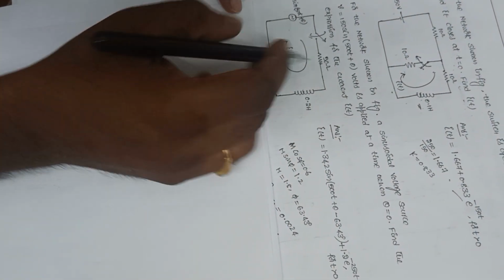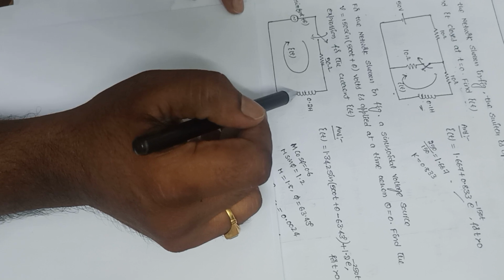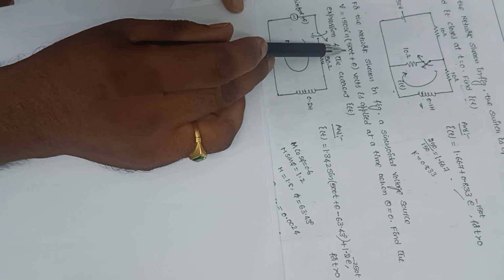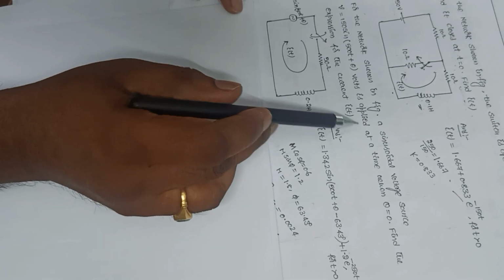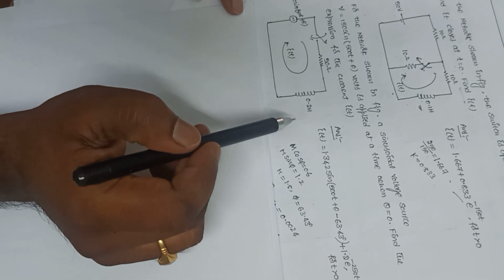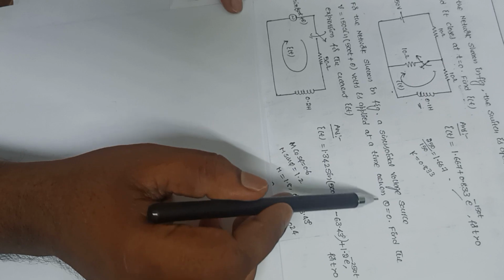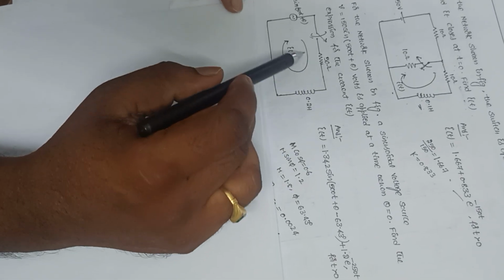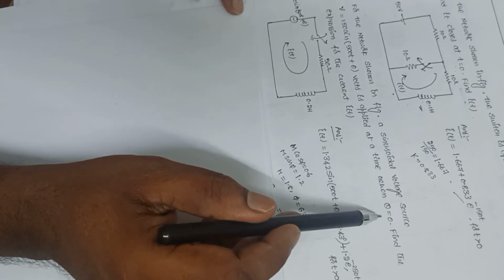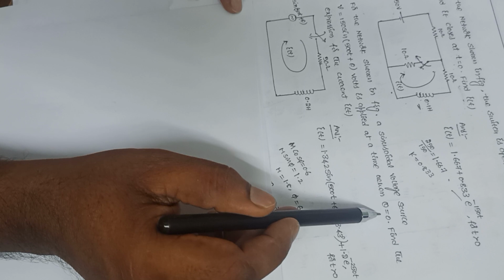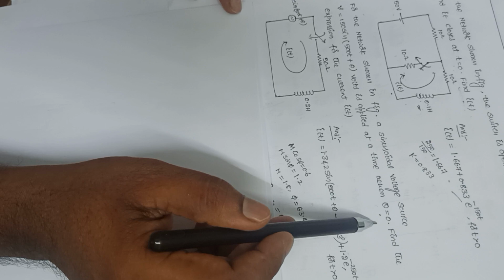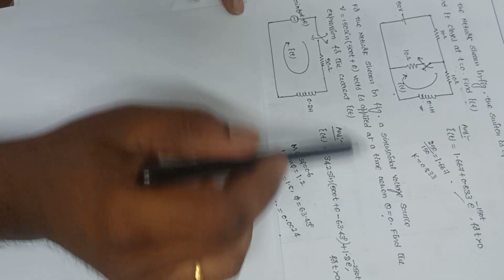For the network shown in the figure, a sinusoidal voltage source V is equal to 150 sin 500t plus theta volts, applied at a time when theta is equal to 0. When theta is equal to 0, this much voltage is applied to the circuit. That means I am switching on at theta is equal to 0. Theta is nothing but omega t, so omega t is equal to 0, that is t is equal to 0. That means at t is equal to 0, the switch is on.